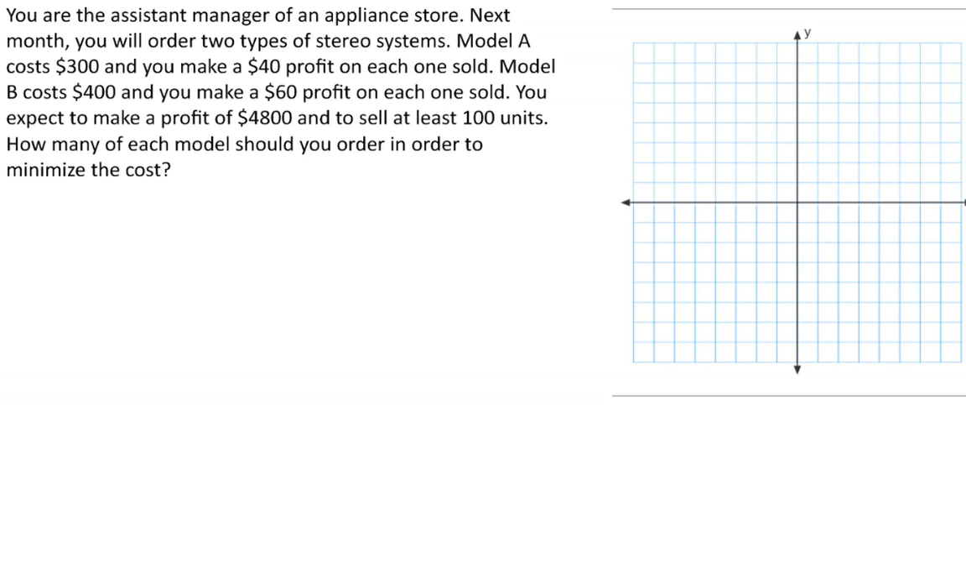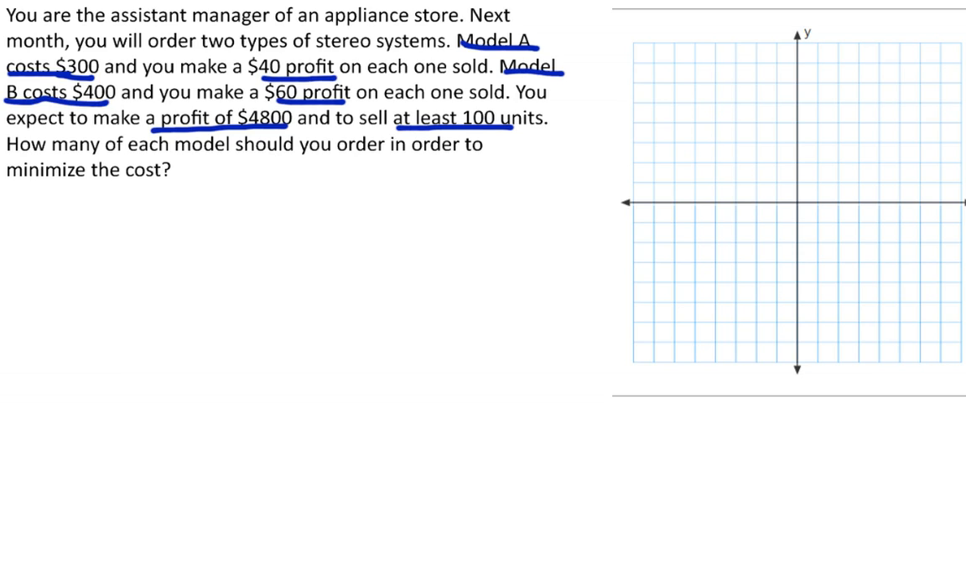It tells you that Model A costs $300 and you make a $40 profit on each one sold. Model B costs $400 and you make a $60 profit. You're expecting to make a profit of $4,800 and you're expecting to sell at least 100 units. They would like you to know how many of each model you should order in order to minimize the cost.